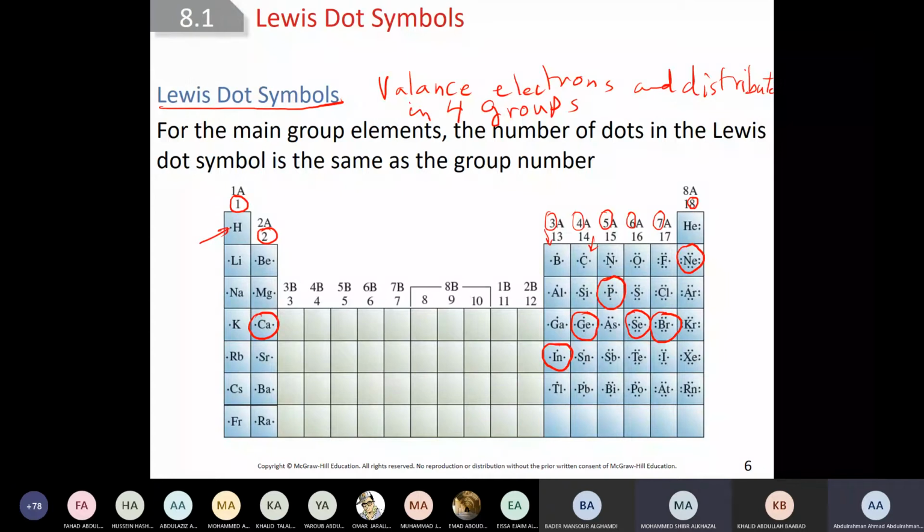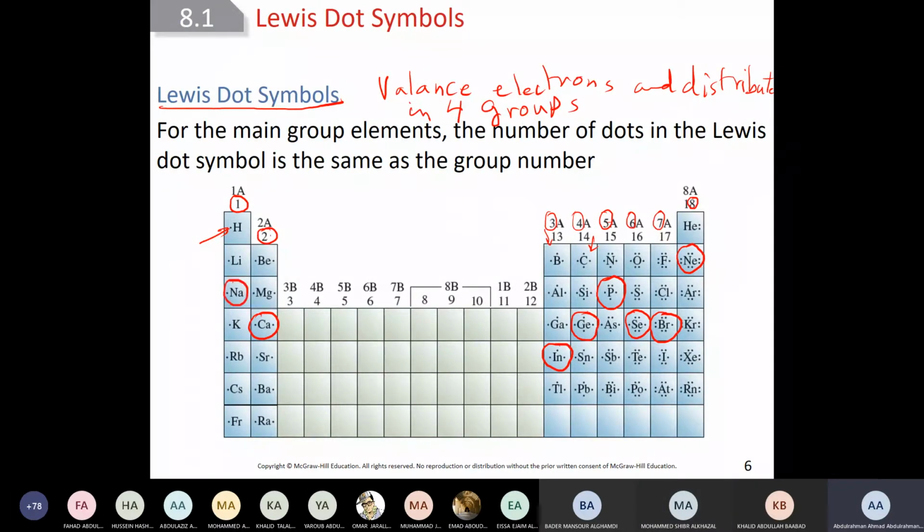What about group 3 and 4 and 5 and 12? Yeah, it's very simple. As I said, I don't want you to memorize. I want you to write this in your periodic table. This is 1, 2, 3, 4, 5, 6, 7, 8, and then distribute them so that you have 4 groups like this. 4 groups, don't forget.